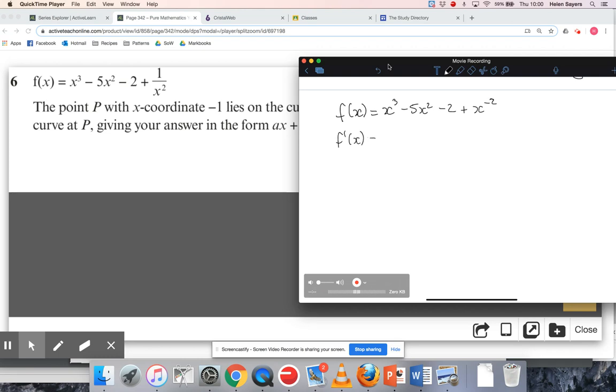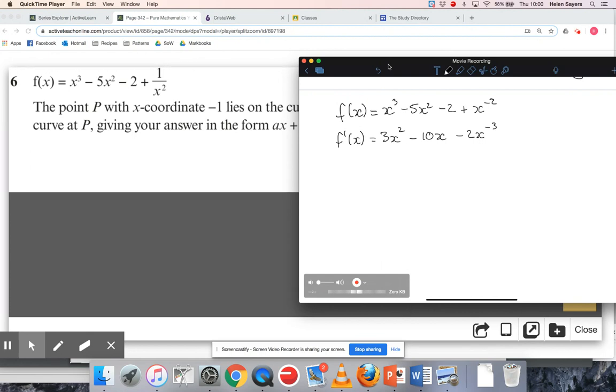So differential of that, if you're using dy dx, that's okay. But f dash x, so I'm going to multiply by 3 and reduce the power by 1. I'm going to multiply by 2 and reduce the power by 1, so that's just going to become x. The minus 2 is going to differentiate to nothing. I'm going to multiply by 2 and reduce the power by 1.